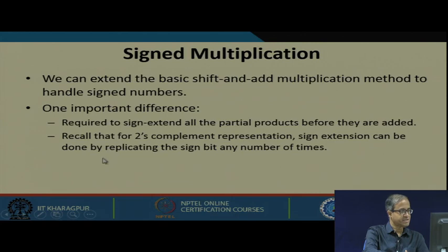The first approach that we talk about is a simple extension of the basic shift and add multiplication method that we have already seen. But here there is one important difference. Depending on the sign of your multiplier or the multiplicand, you will have to sign extend all the partial products.